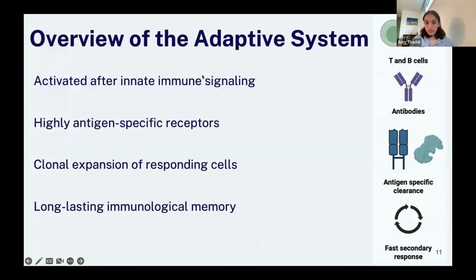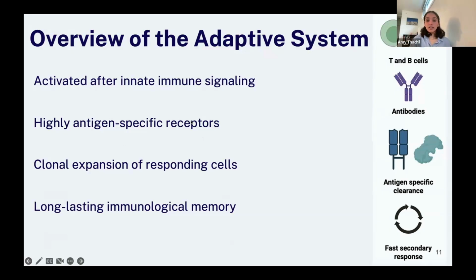Moving on to the adaptive system. Unlike the innate immune system, the adaptive system responses are very specific and very targeted to particular pathogens. So the adaptive system also has cellular components. We have T cells and B cells that are part of the adaptive system, and we also have these immunological proteins called antibodies. T cells and B cells have these receptors on the surface of the cell that are very specific to a particular pathogen, so a specific bacteria or a specific virus.